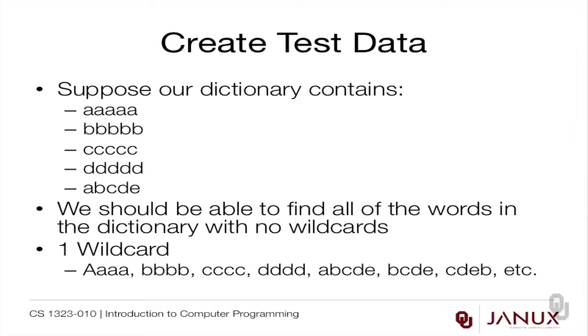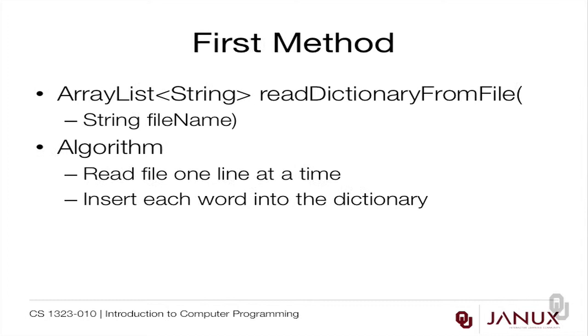We should be able to find all the individual words in the dictionary when there are no wildcards. With one wildcard, we should be able to find all of those, but also find A, B, B, B, B, B, C, C, C, C, C, D, D, D, D, D, A, B, C, D, E, B, C, D, E, C, D, E, B, and things like that. So we'll have lots of possibilities to check at the end.